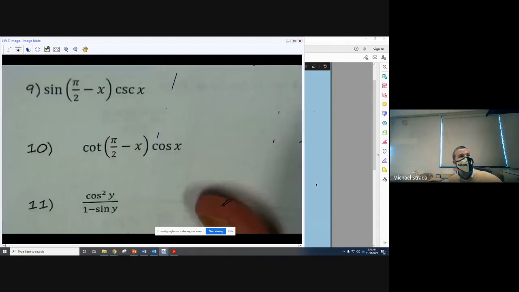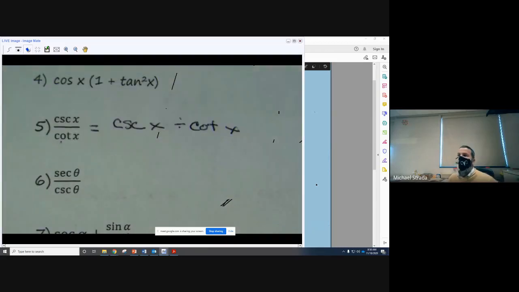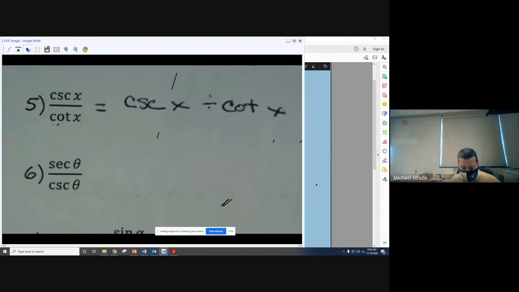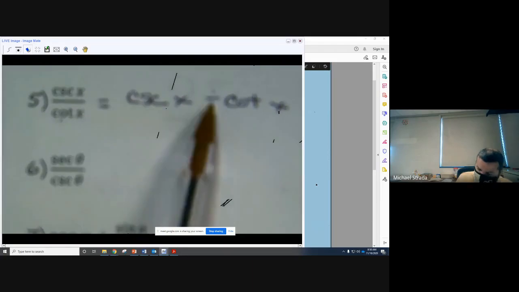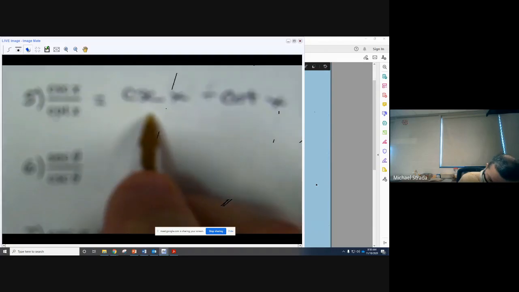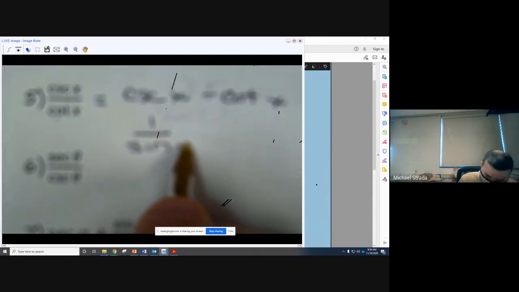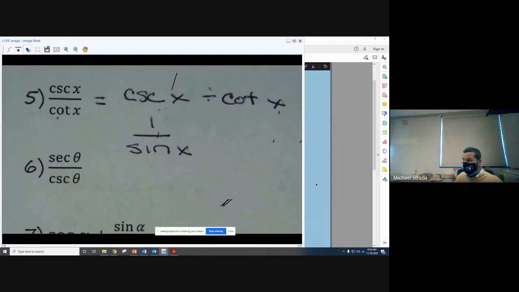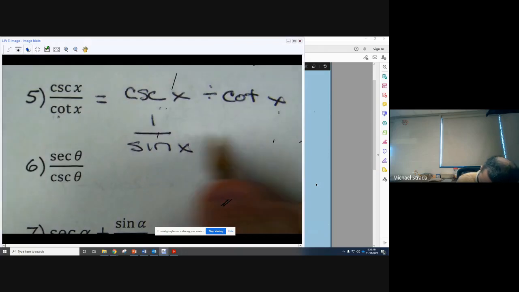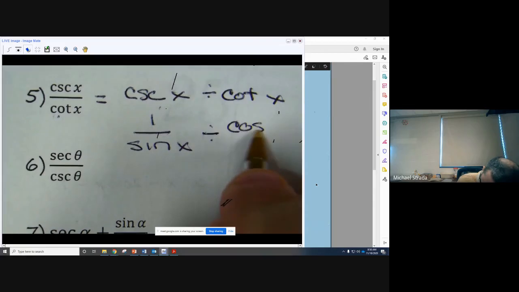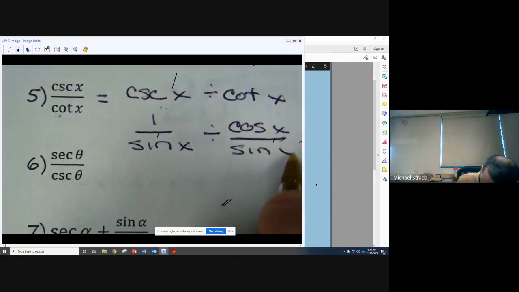Now, number 5, and again, you can't just do whatever you want. You just have to use one of the identities. And here's the idea. Before we get into that part, are you good with cosecant x divided by cotangent x? That's what that is. All right, now cosecant x is 1 over sine x. That's what we mean by rewriting it. Cotangent, divided by, cotangent is cosine over sine. Again, that's on your identity sheet.